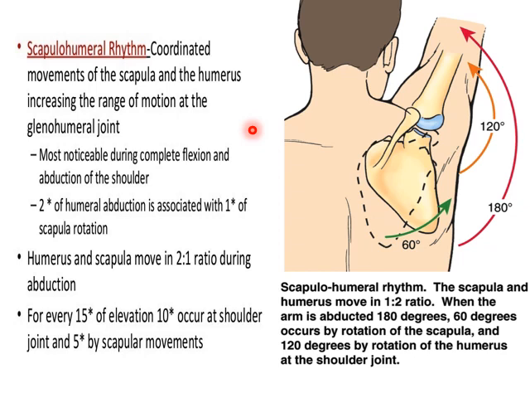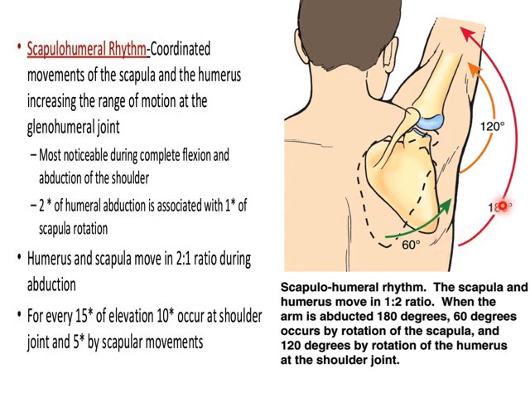It is always in the ratio of 1:2, where the scapula is moved about 1 degree and the humerus moves about 2 degrees, or 1 degree movement of scapula is contributed by 2 degrees of movements of the humerus. So 2 degrees of humeral abduction is associated with 1 degree of scapular rotation.